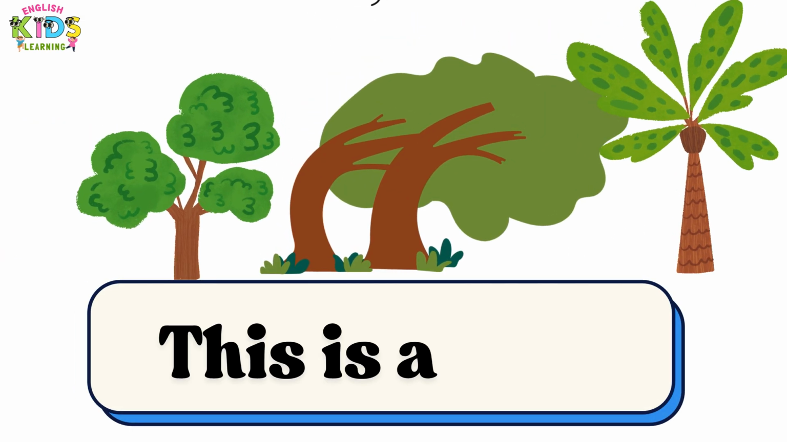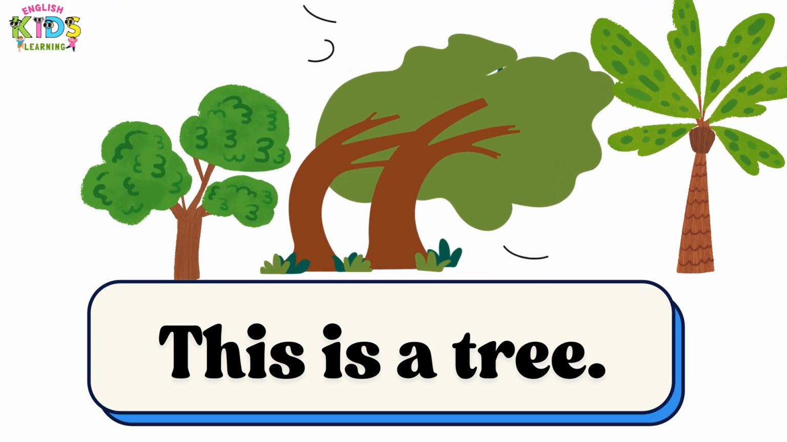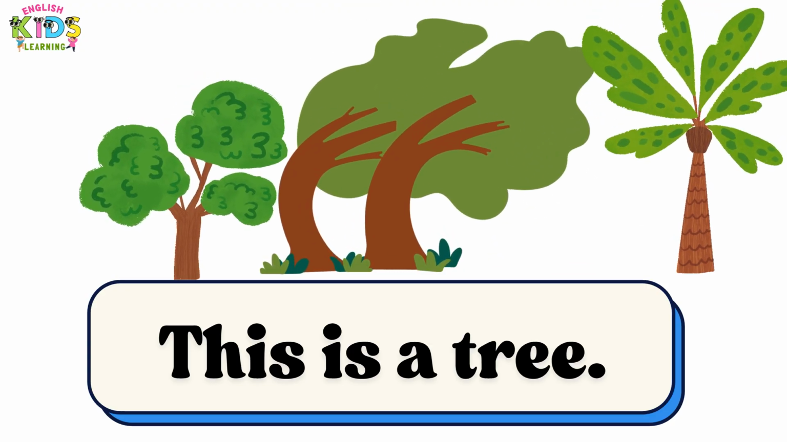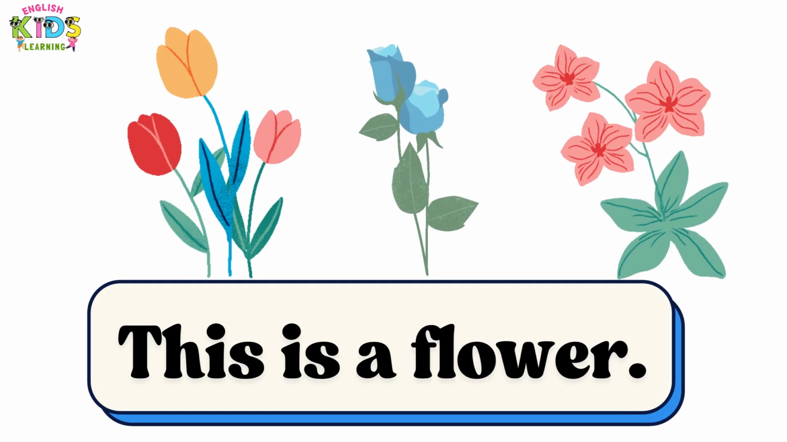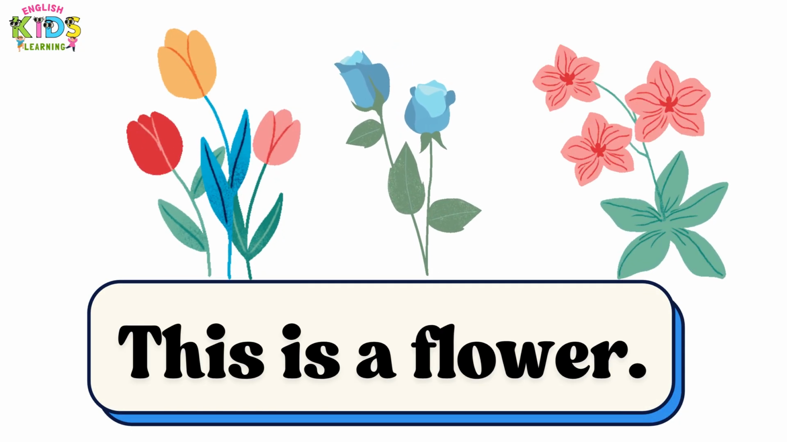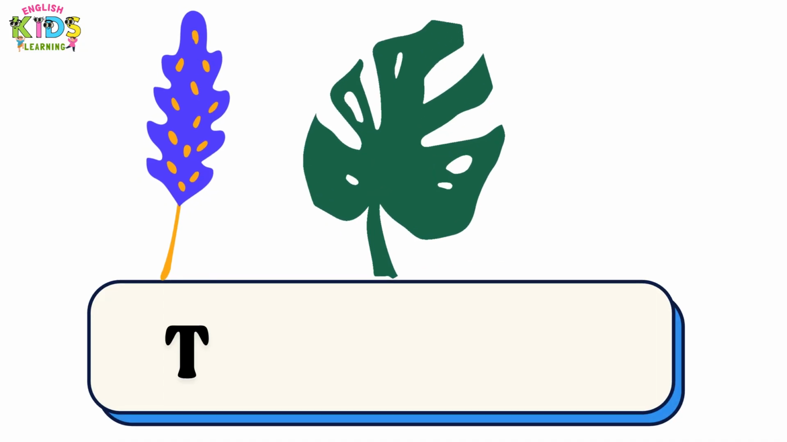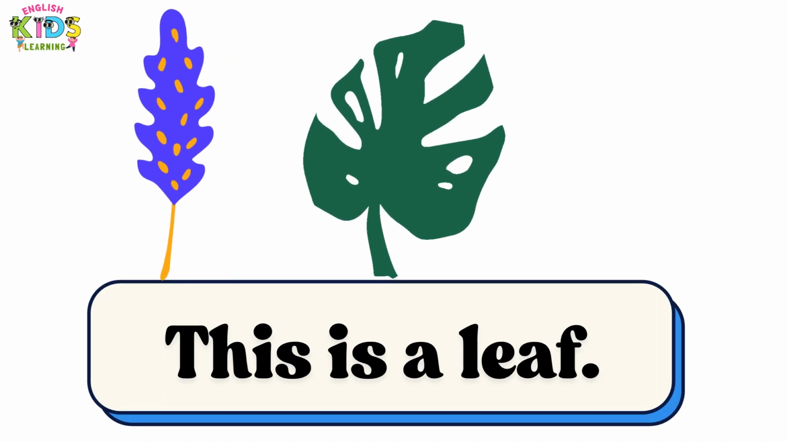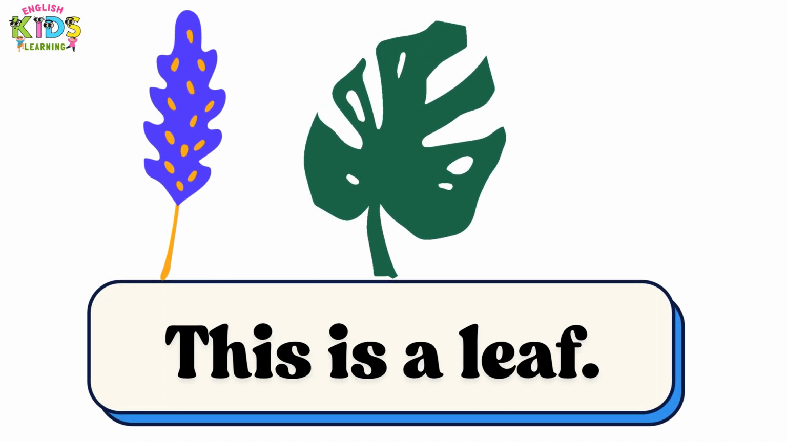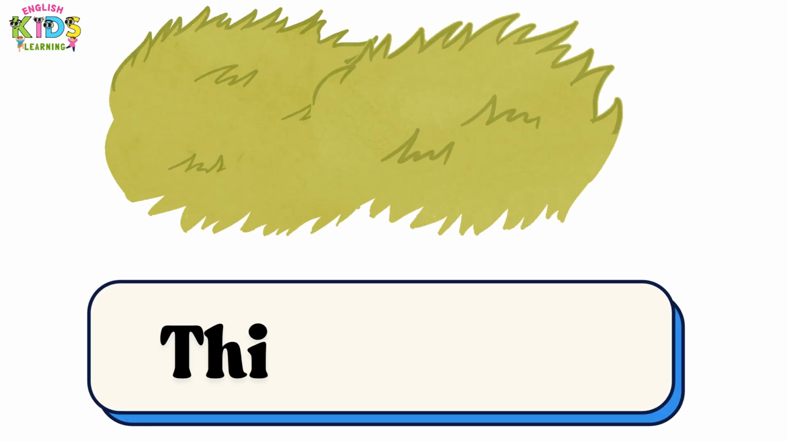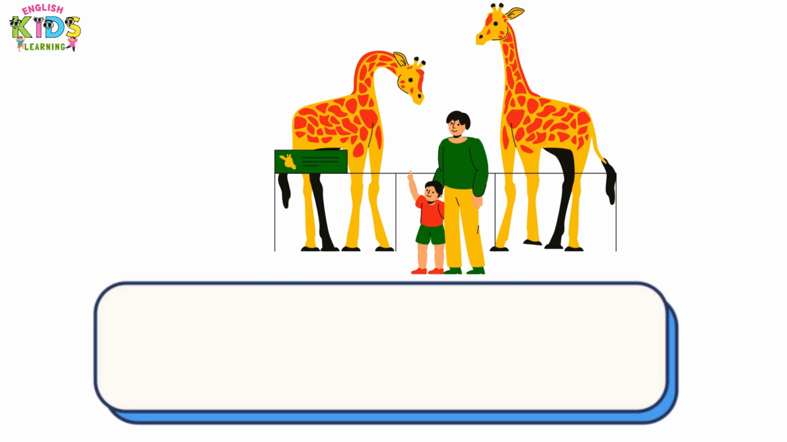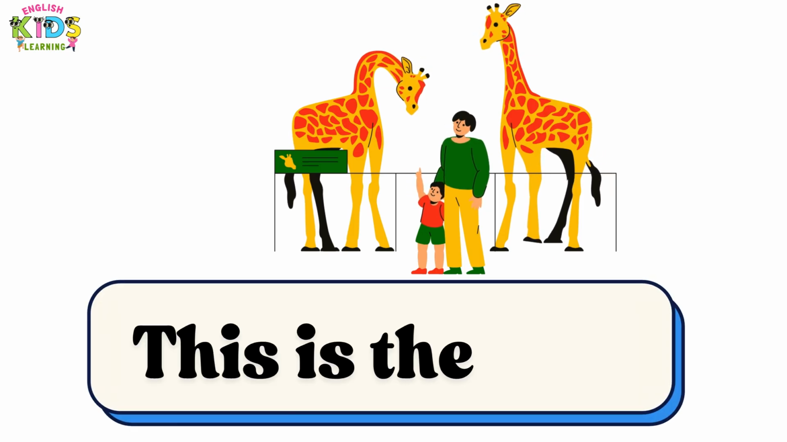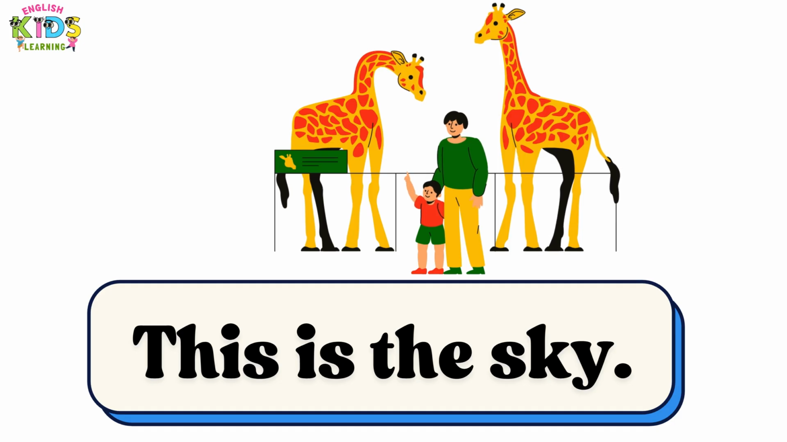This is a flower. This is a leaf. This is grass. This is the sky. This is a dog.